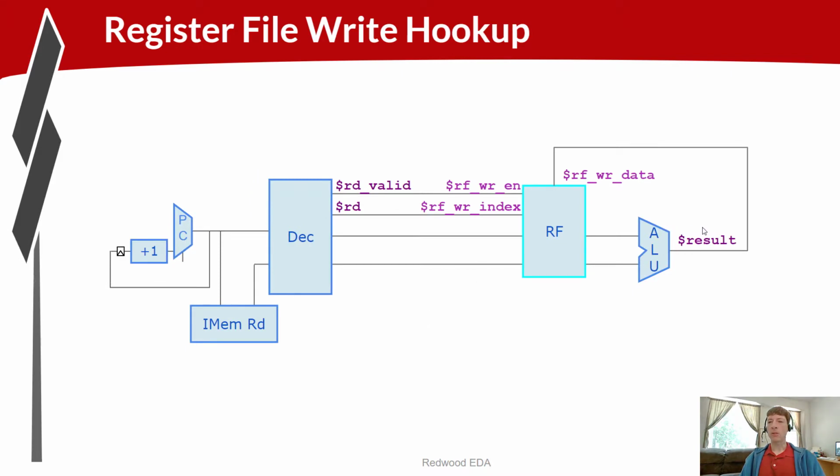Alright, so now you've got the result coming out of the arithmetic logic unit, and again we've hooked that up for you to the register file. So the result from the ALU needs to be written back to the register file, and so we've done that hookup.